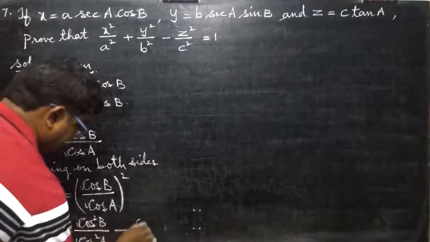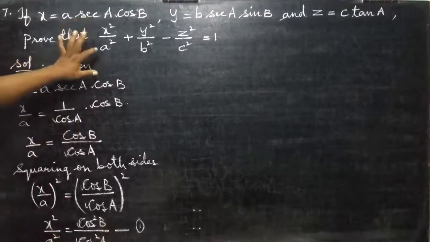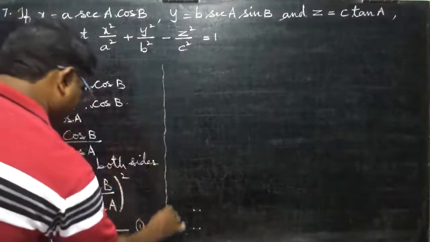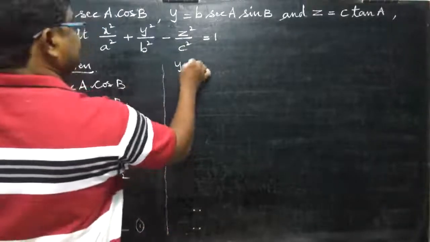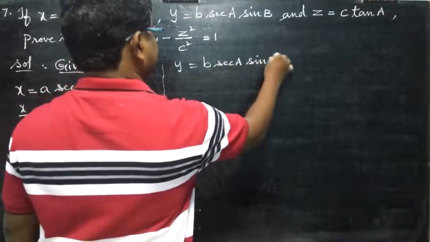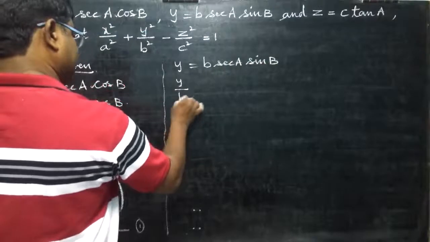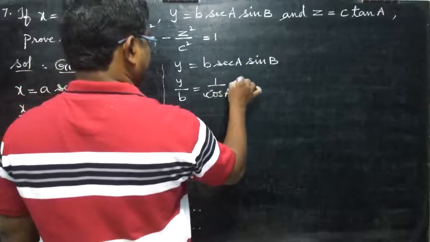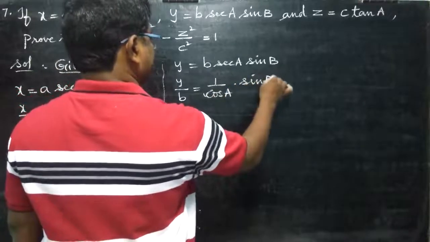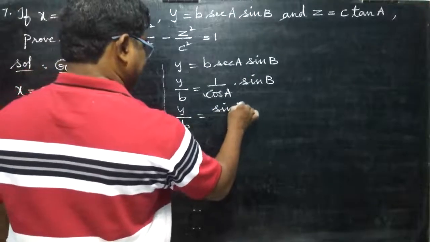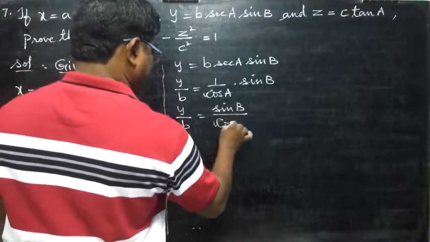This is number one, because we got the value of x square by a square as cos square B by cos square A. Come to the next one. What is the next one? y is equal to b secant A into sin B. Same procedure. y by b, variables on one side. Secant I am writing as 1 by cos A into sin B as it is. Now y by b is equal to sin B by cos A.